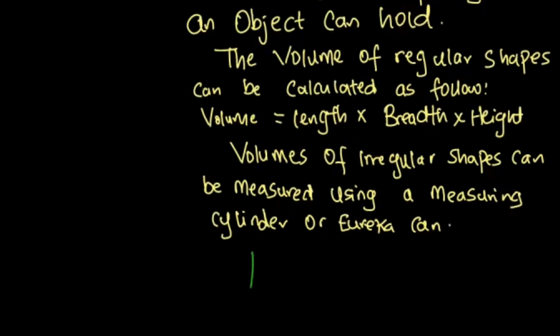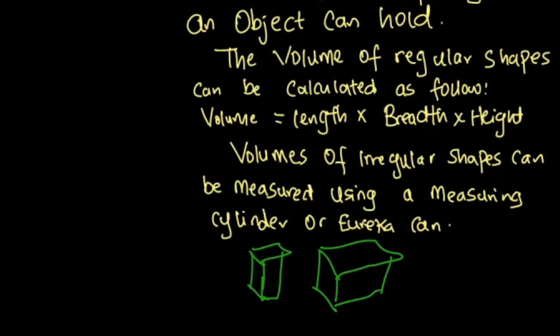So let's say I have a rectangular shape, a cuboid, this one, and I have a bigger one. I expect this first cuboid to hold less water compared to this cuboid. So if the second cuboid can hold up to 5 liters of water, this should be able to hold, let's say, 2 liters of water. Now, volume is the capacity. How much of a substance can that object hold? That is what we refer to as volume.